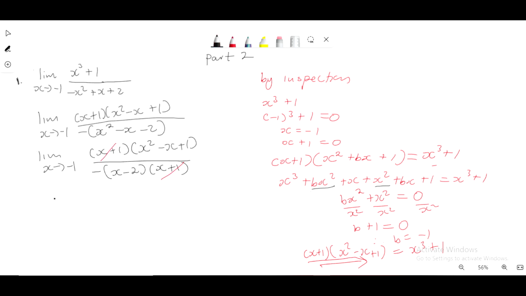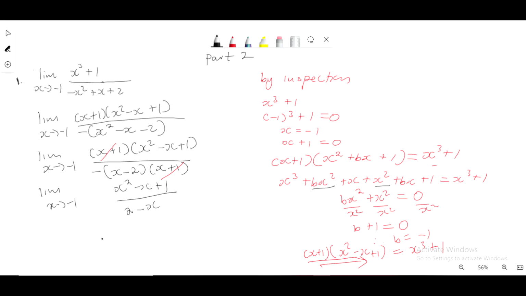So I'm left with what? I'm left with x squared minus x plus 1 over 2 minus x. Why 2 minus x? Because I multiplied out this bracket by minus. So I have 2 minus x. So now I can substitute my minus 1 and see what I'm getting.